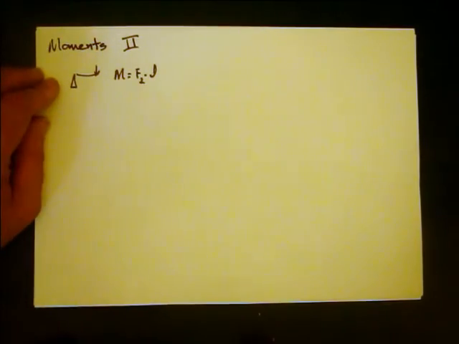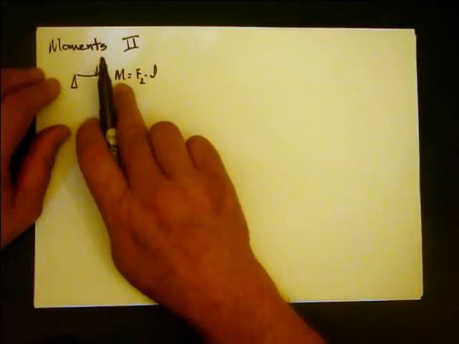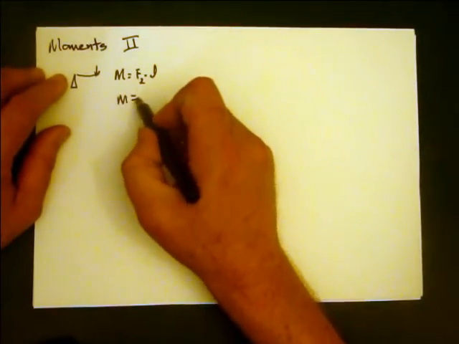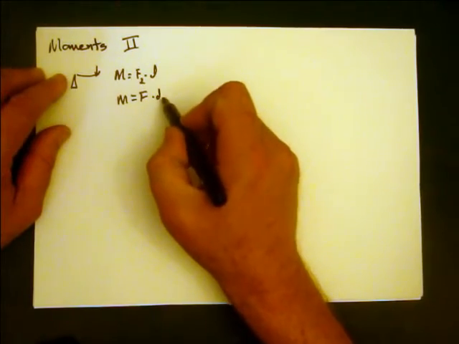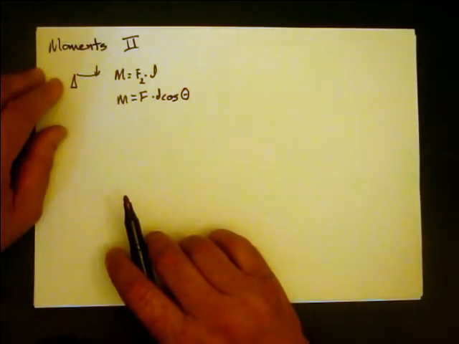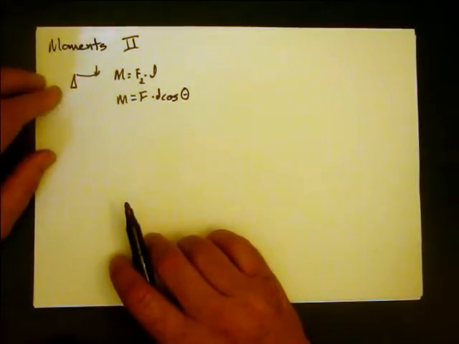And there's two basic ways that we can approach this, but both of these end up with M is equal to force times distance cos theta. And we've got to figure out which angle is theta. So let's look at the two ways we can actually approach this.